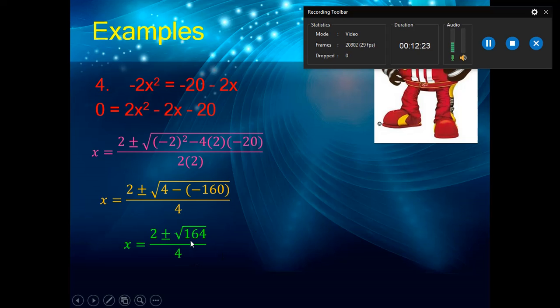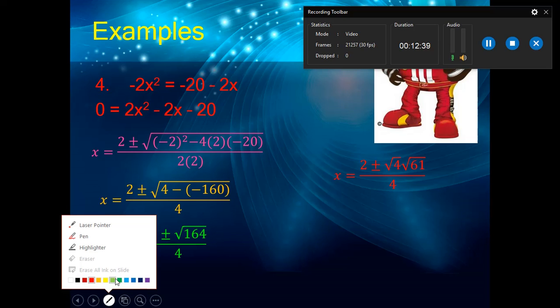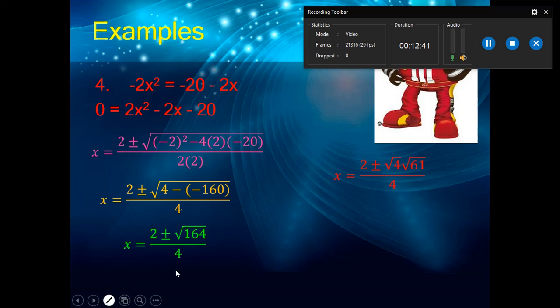If I divide by 4, I'm going to get a factor of 41. We'll change that to 41. And we'll change this to 41.